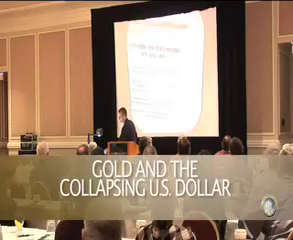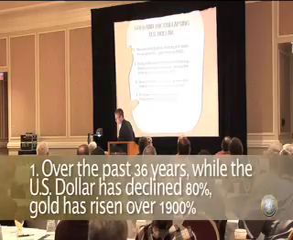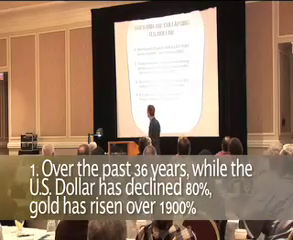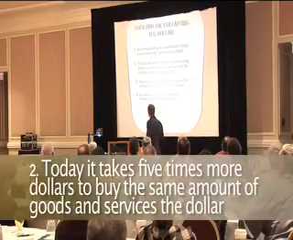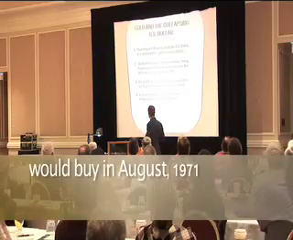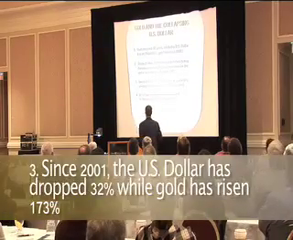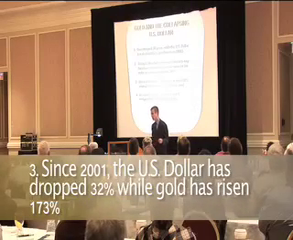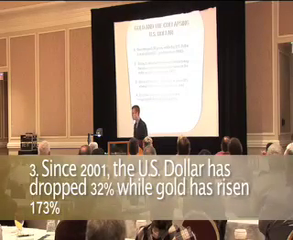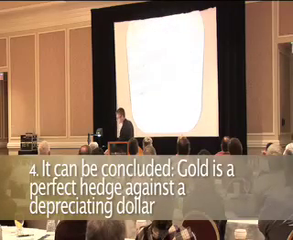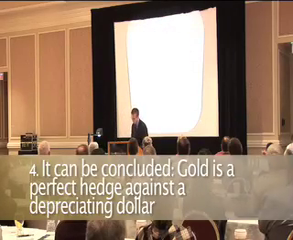Gold and the collapsing U.S. dollar. Over the past 36 years, while the U.S. dollar has declined 80%, gold has risen nearly 1,900%. Today, it takes 5 times more dollars to buy the same amount of goods and services that the dollar would buy in 1971. Since 2001, the dollar has dropped nearly 32%. Gold is up nearly 173%, roughly 29% per year. It can be concluded that gold is a perfect hedge against a depreciating dollar.